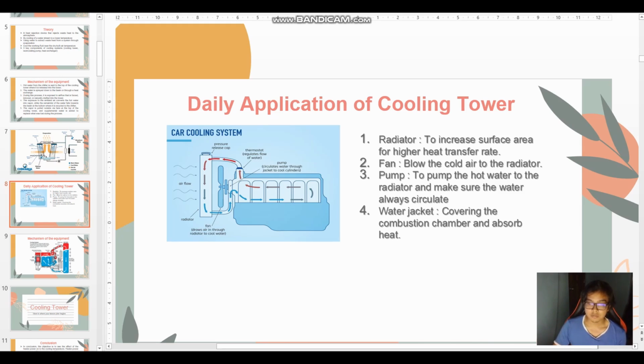Car cooling system is very important to make sure the engine runs at an optimal temperature. Car cooling system has a radiator to increase surface area for higher heat transfer rate, a fan to blow the cool air to the radiator, a pump to pump the hot water to the radiator and make sure the water always circulates, and a water jacket covering the combustion chamber to absorb heat.